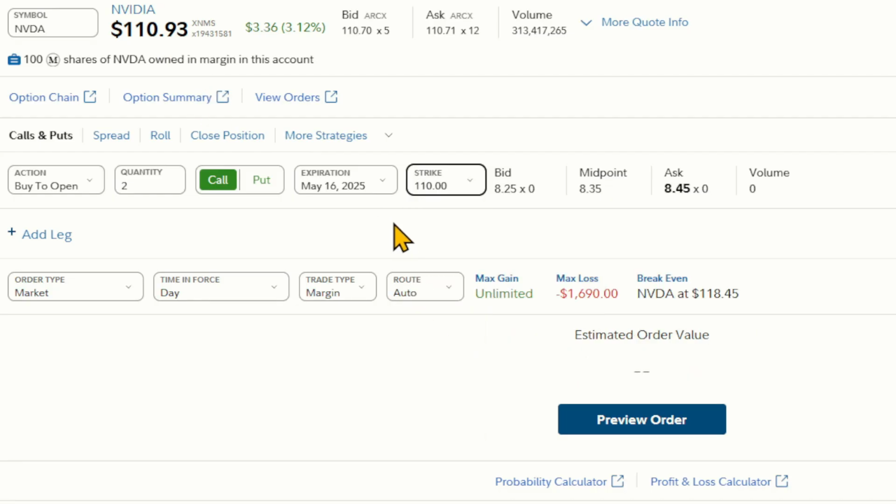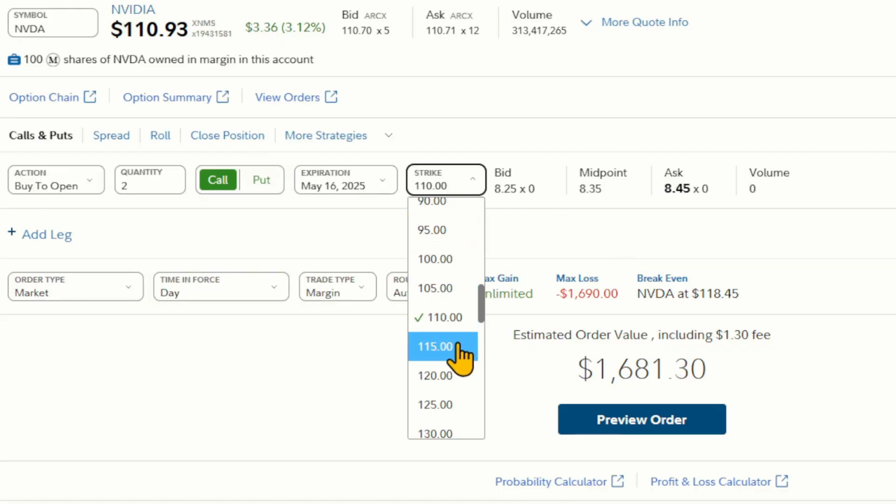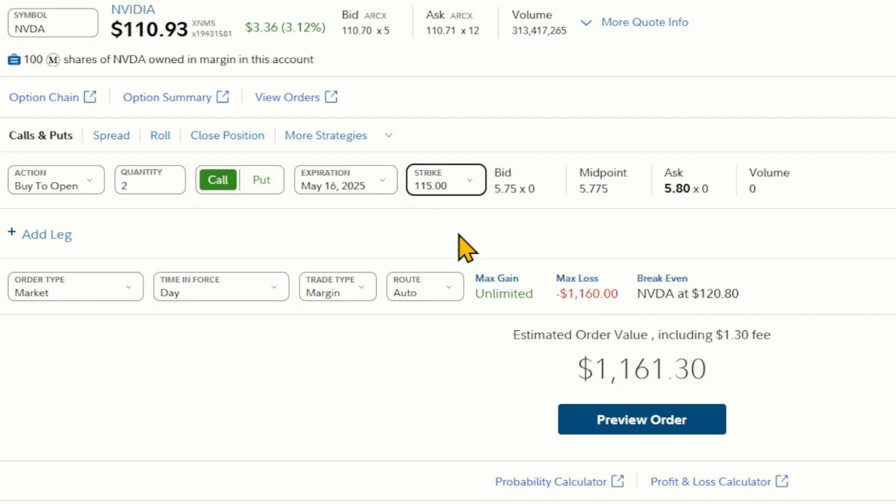So at the money would be 110. That would cost us about $830 per contract. And a 115, kind of reaching for an out of the money contract, would cost us about $575. Okay. So that's that. You can see this is on the weekend.